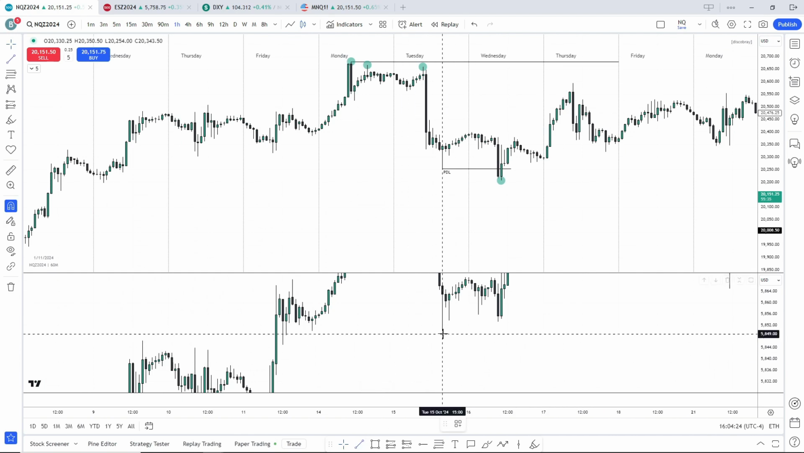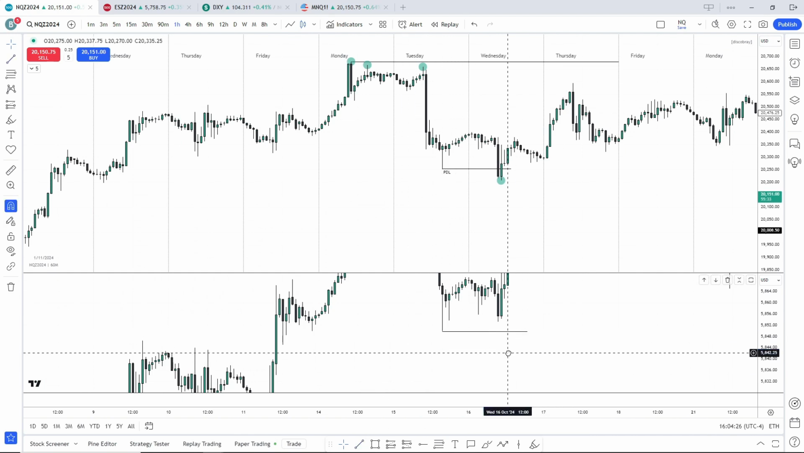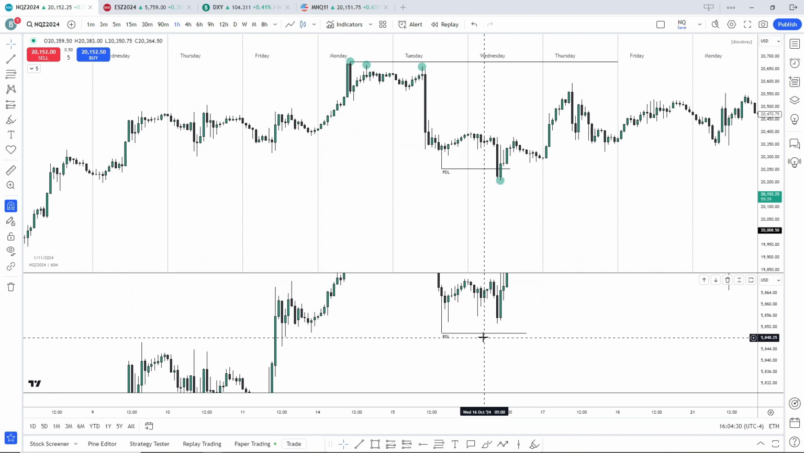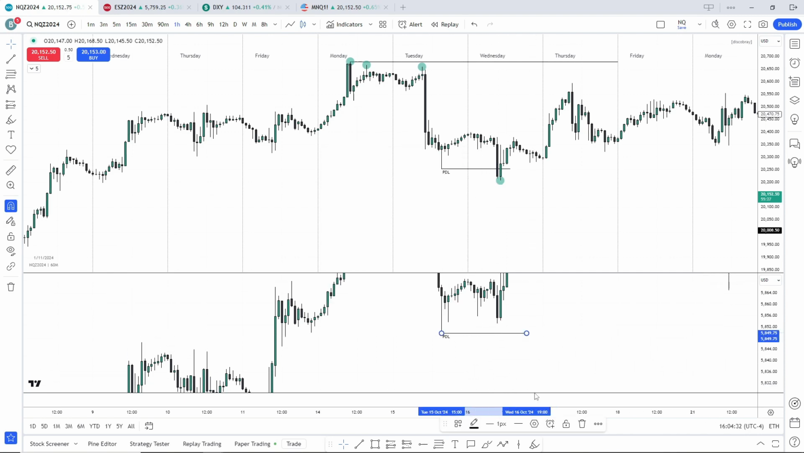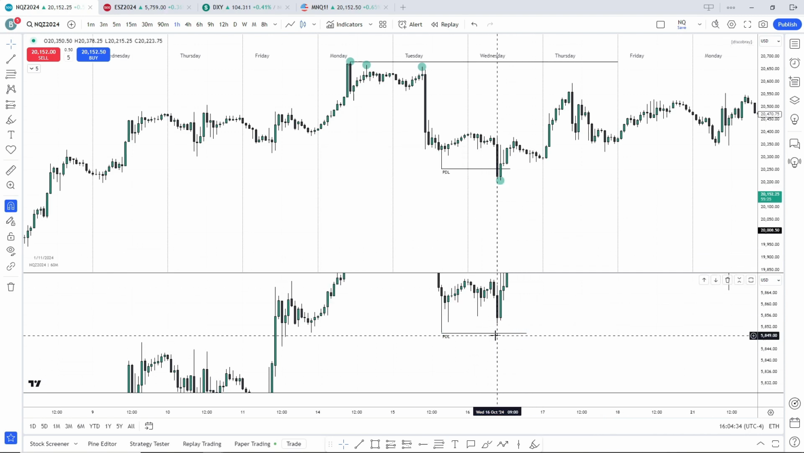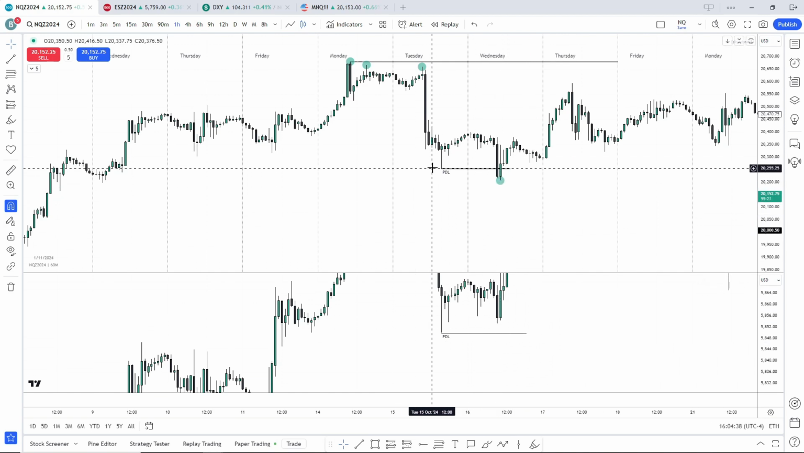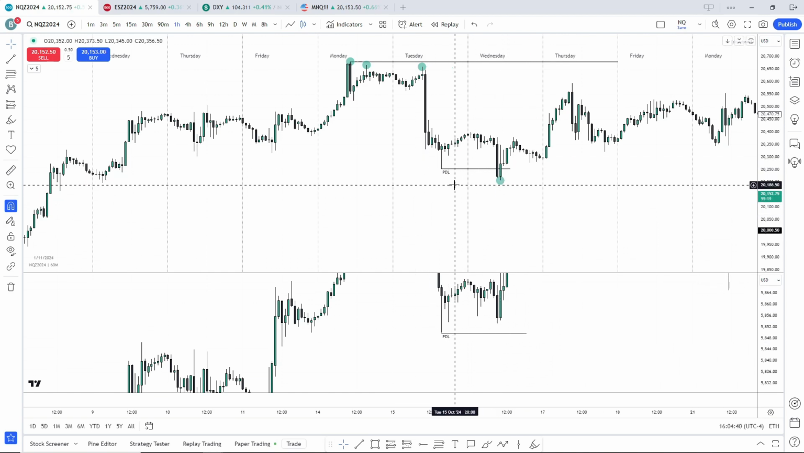Here we can see ES fails to reach the previous daily low at the same time that NQ is reaching it. So this is going to be external range liquidity SMT in the form of a previous daily low, right?